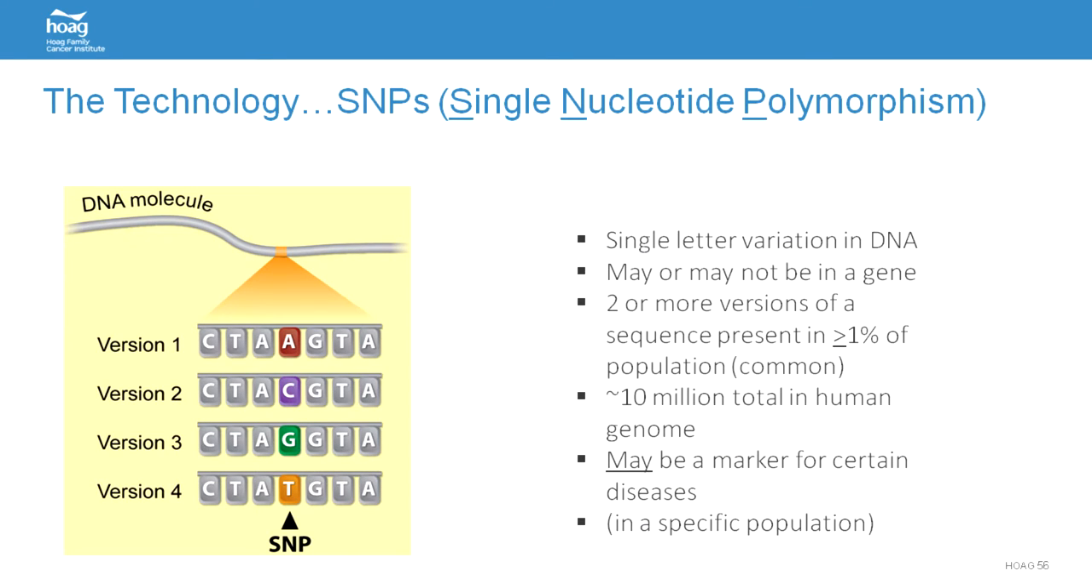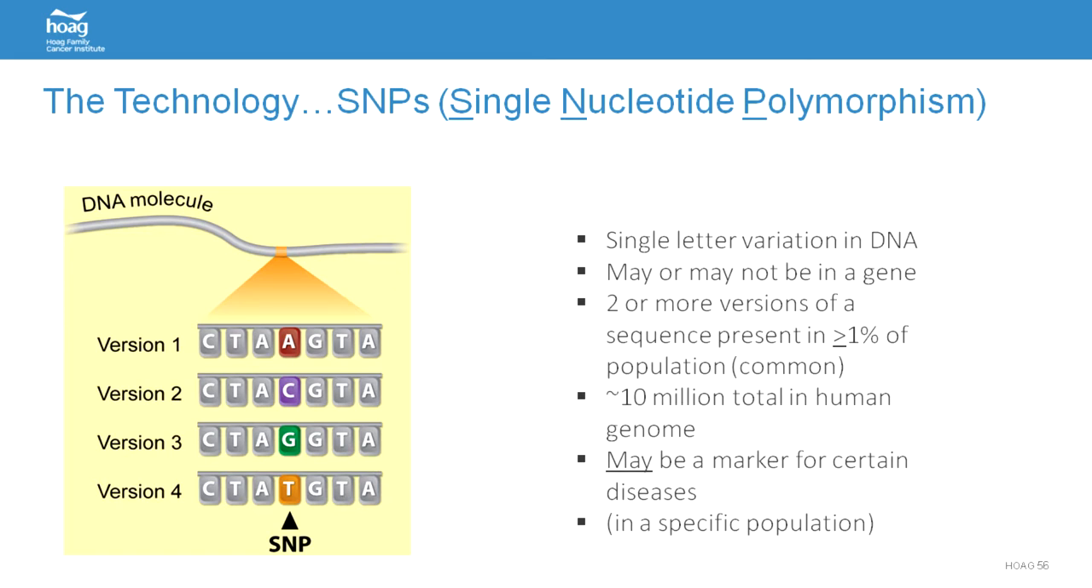The technology used in most of this is called SNPs, or single nucleotide polymorphisms. This is not full gene sequencing and analysis like we do when we're doing testing on our patients. This is testing single letter variants in DNA. So maybe these variants are not even in a gene. They might be outside of a gene. And it's when there's two or more versions of a sequence present in more than 1% of a population.